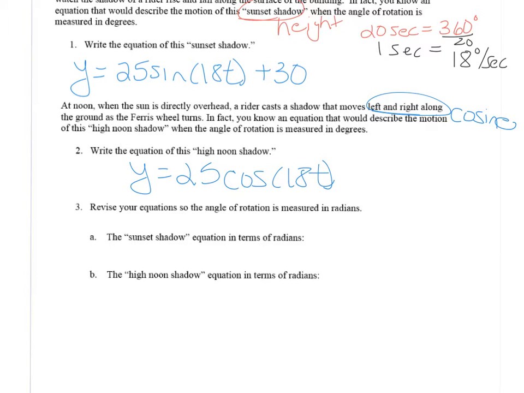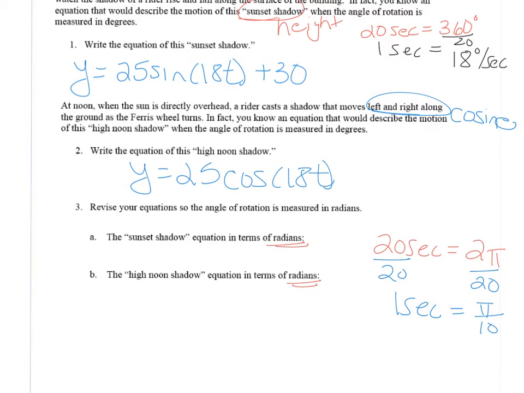So now what we're going to do is change these to radians. So if it's 20 seconds for a full rotation, that's 2 pi radians. So if we divide both sides by that 20, in 1 second we go pi over 10 radians. So we're just going to change that 18 in each equation to pi over 10.